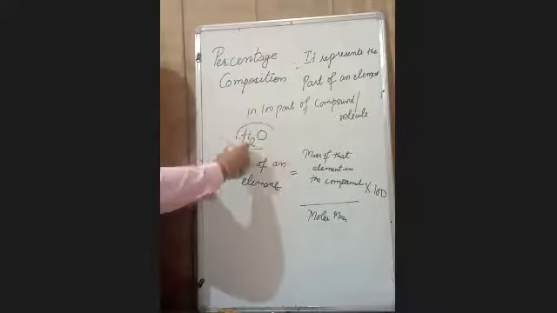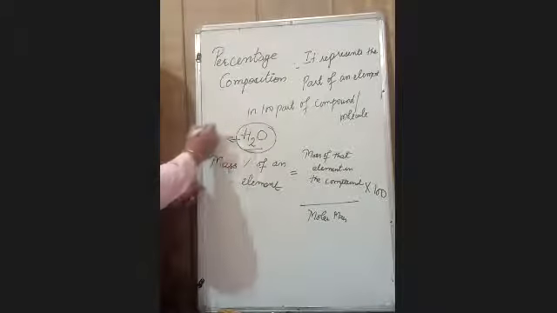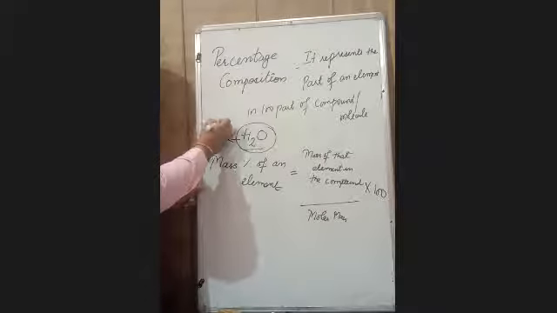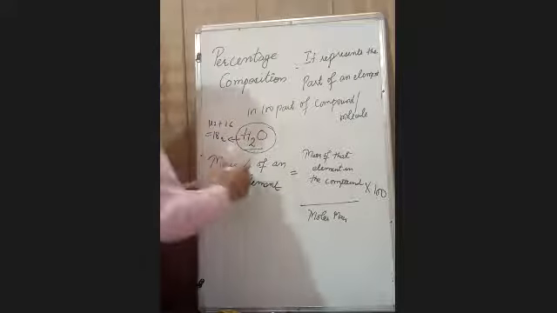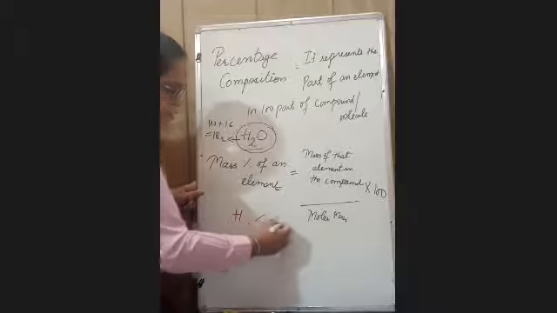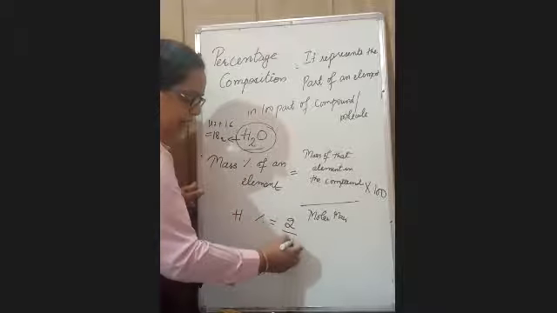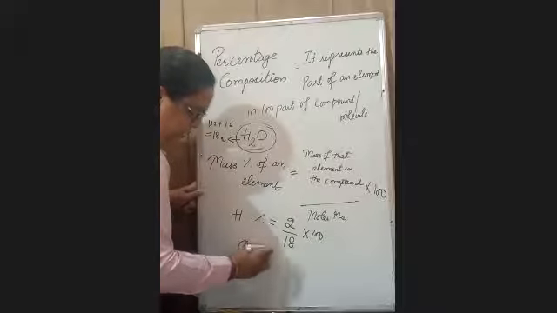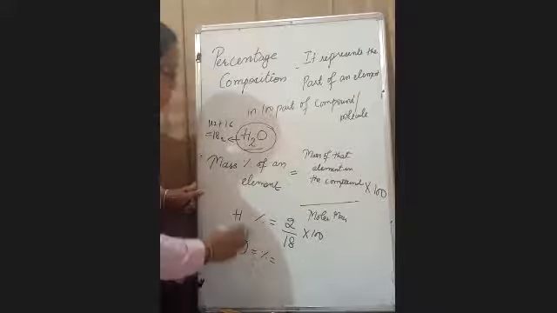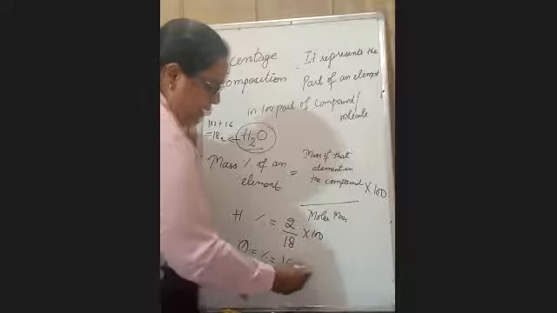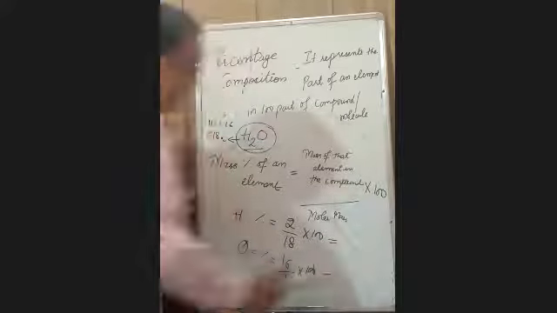So first calculate the molar mass. For hydrogen, it is 1.008, but we will take 1 into 2 plus 16. That comes out to be 18 u. So if I calculate this percentage for hydrogen, it comes out to be 2 over 18 into 100. And for oxygen, it is 16 over 18 into 100. Solve it and tell me the percentage.